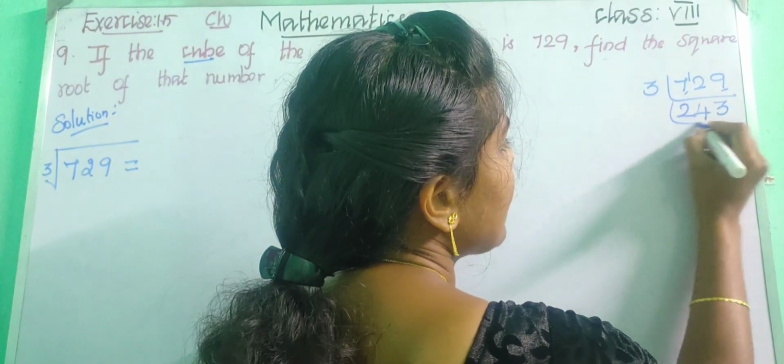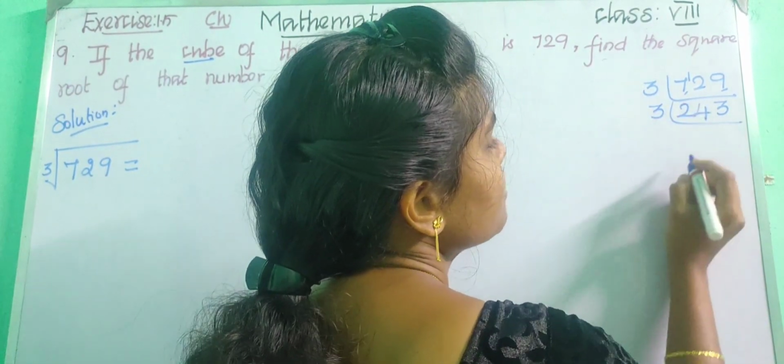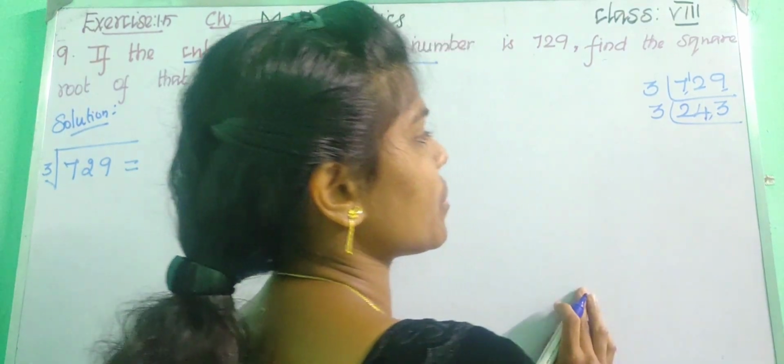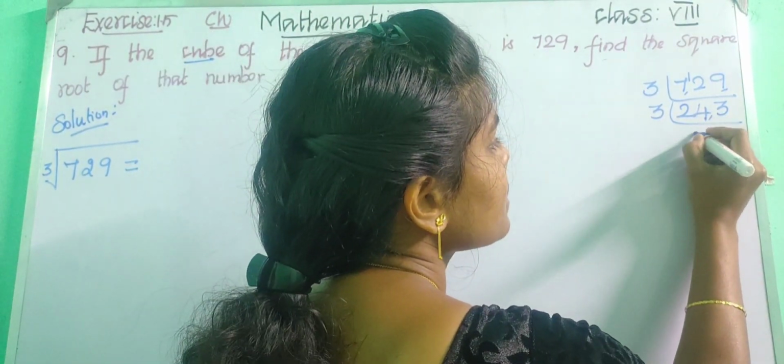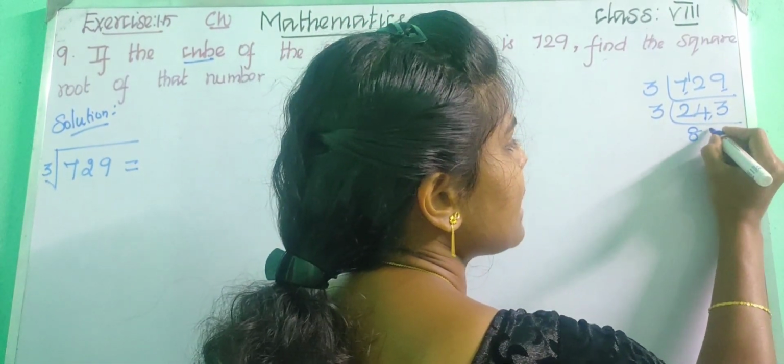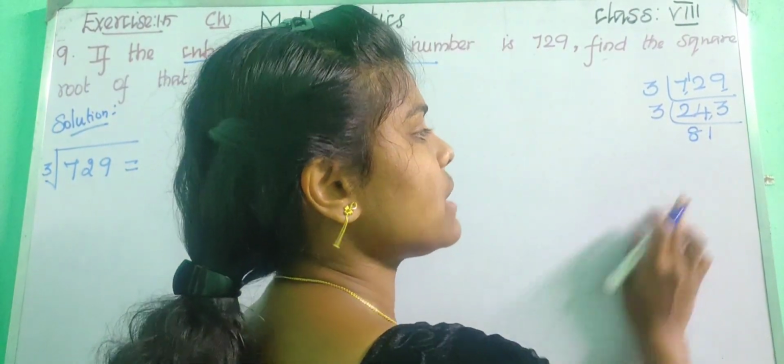Again, let us continue with this 3 table. Now we can't move with this 2, so take 24. 8 3s are 24. And at the last we are having 3. 1 3 is 3. Now we got 81.